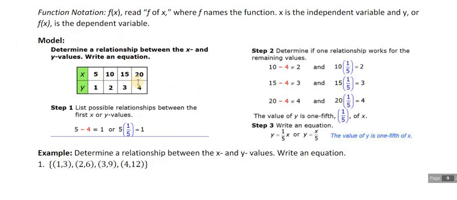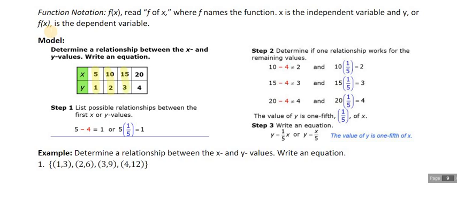So if you look at the table written here in the model, we have the x values of 5, 10, 15, 20, y values of 1, 2, 3, 4. So both of them are kind of following a pattern. But we need to study and look at what's happening between the x and its y.